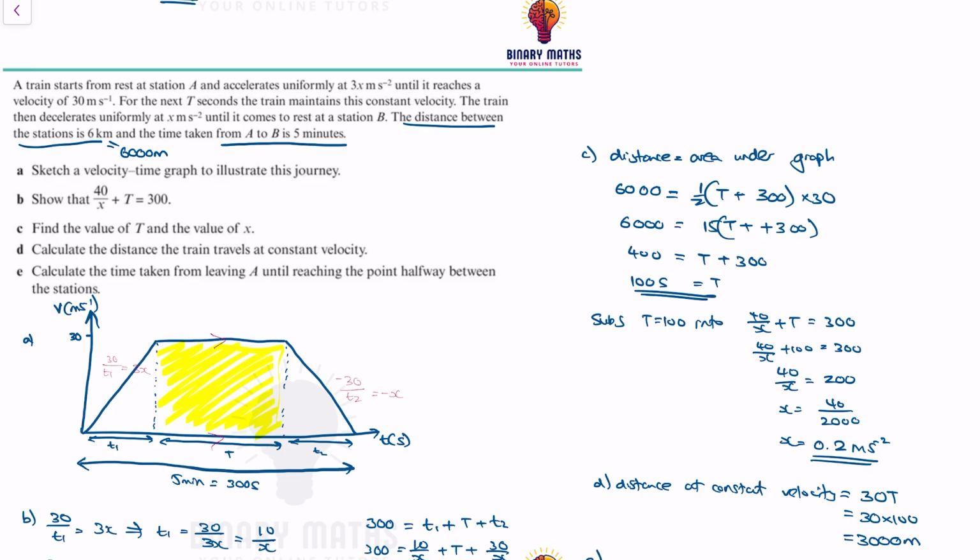E. Calculate the time taken from leaving, so this is that part, from leaving A until reaching the point halfway between the stations. So halfway between the stations means it's going to be somewhere here. We don't know what this value might be. Let me just do it in a different color. Somewhere here, the area of the red part must be equal to half of the distance, which is 3,000 meters.